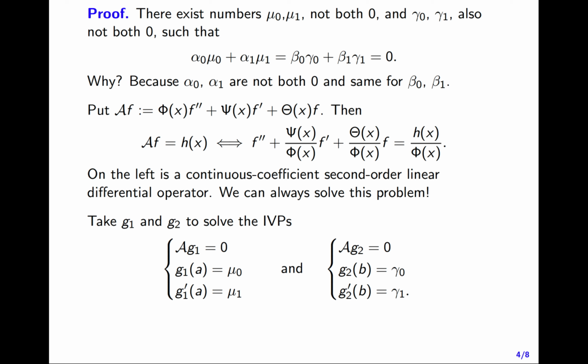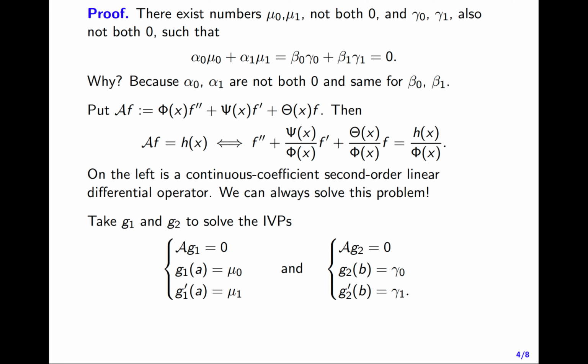And so in particular, I will look at the two homogeneous initial value problems: A on g1 equals 0, with g1 of a equal to mu 0 and g1 prime of a equal to mu 1, and A on g2 equals 0, with g2 of b equals gamma 0 and g2 prime of b equals gamma 1. So I claim I can always solve these initial value problems.